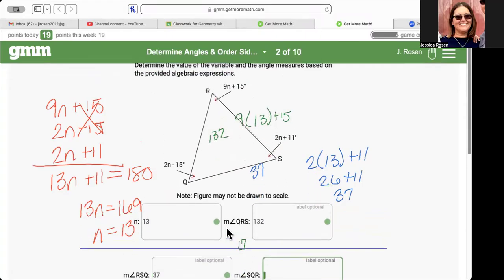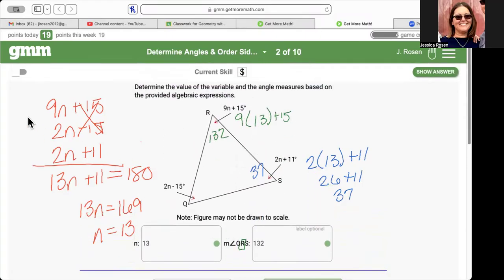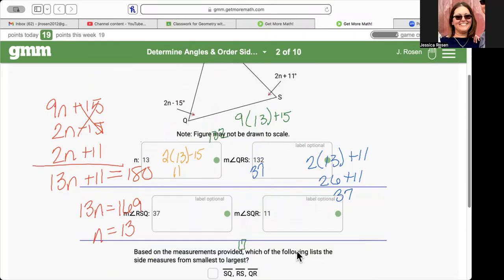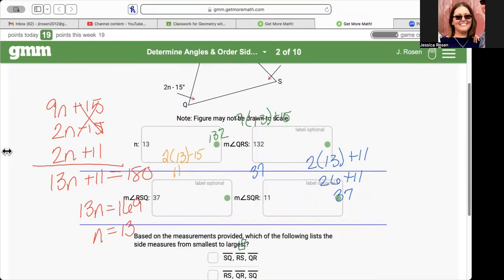And then the last one is Q, because again, Q is in the middle. So let's go here. And that's going to get us 2 times 13 minus 15. 2 times 13 minus 15 is 11. Okay, so in here we type 11. Then it wants to know, let me erase just a little bit here.